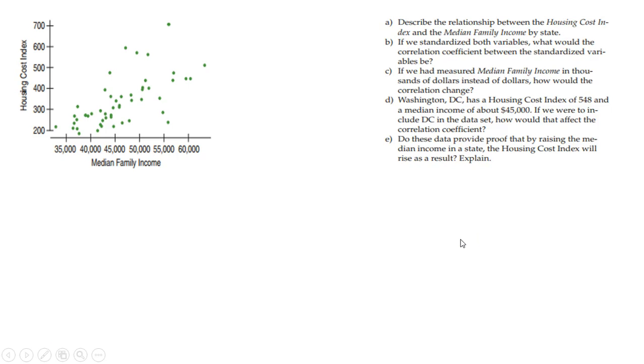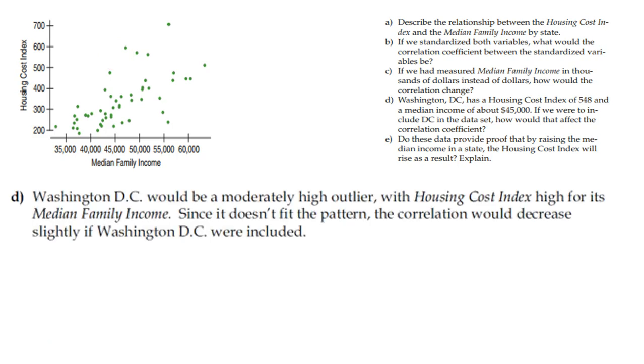Part D says Washington, D.C., let's just say, has a housing cost index of 548 at the median income, which is right here. If we were to include D.C. in the data set, how would that affect the correlation? So it would be maybe right around here-ish. It would be a moderately high outlier. It would definitely not be right around here. It would draw it up still a little bit. So since it doesn't fit the pattern completely, whereas if it was right around in here, it'd be perfect, the correlation would decrease slightly as well because that's swaying it off because it's an outlier.